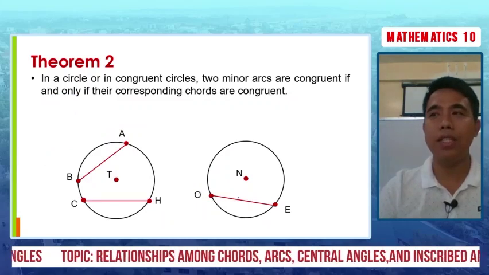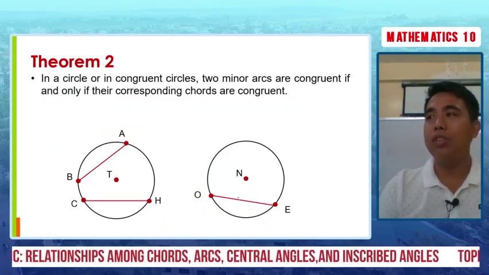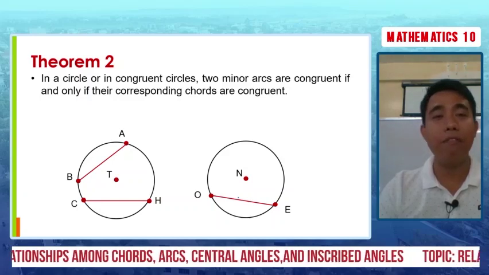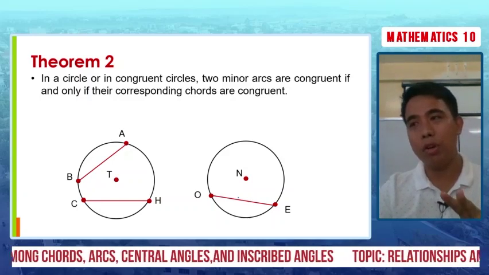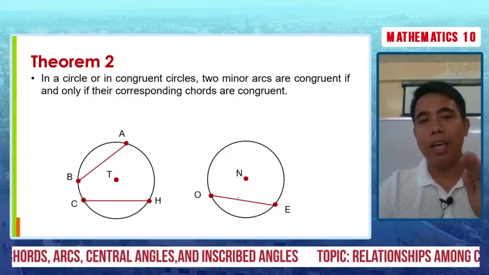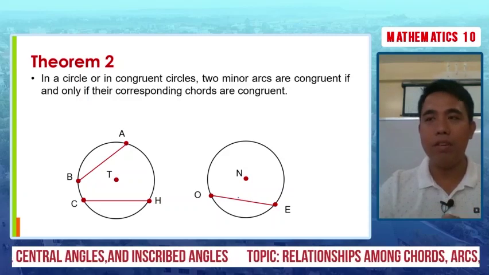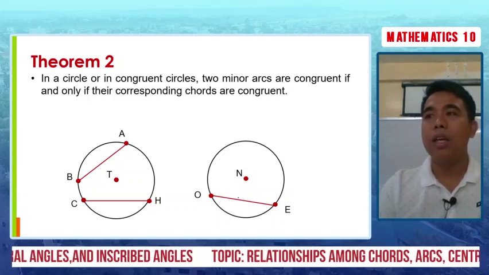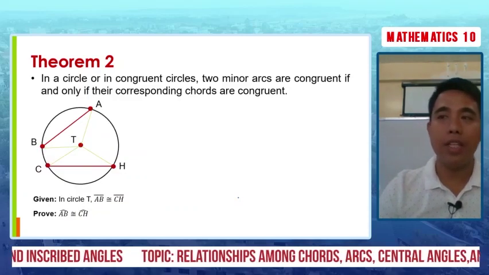Okay, let's proceed to Theorem 2. In a circle or in congruent circles, two minor arcs are congruent if and only if, so again a biconditional statement, there are two proofs. Again, I will prove one, and the other statement I will leave to you. Their corresponding chords are congruent. So let us consider this one.